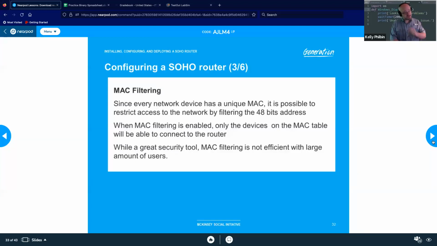But for the purposes of the A+, they consider this a security measure, but it only works if you only have a few devices on your network. This would not work if you had 1,000 devices. Who wants to sit there and put in 1,000 MAC addresses, right? But if you had like 10 to 20 devices, this would work. You could set it up. So that is MAC filtering.